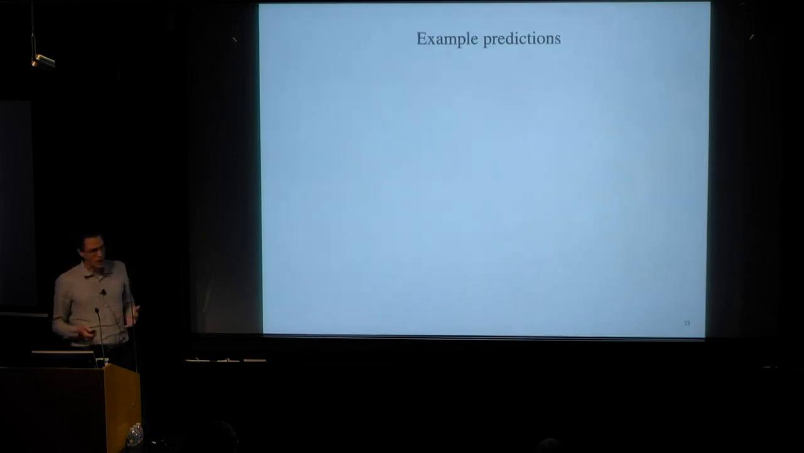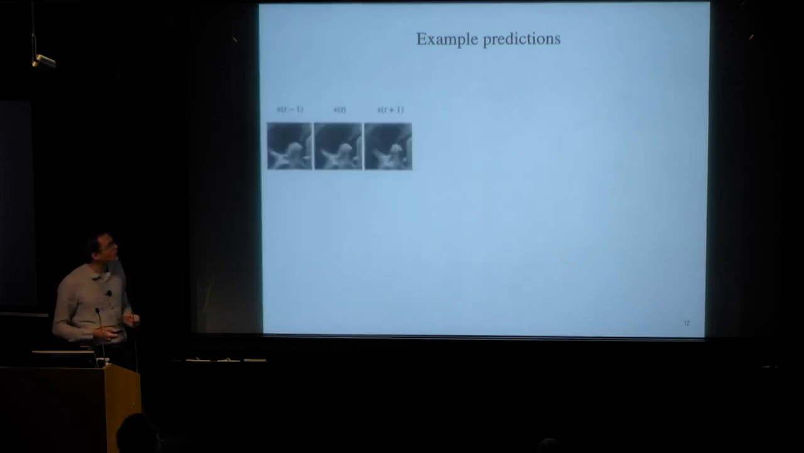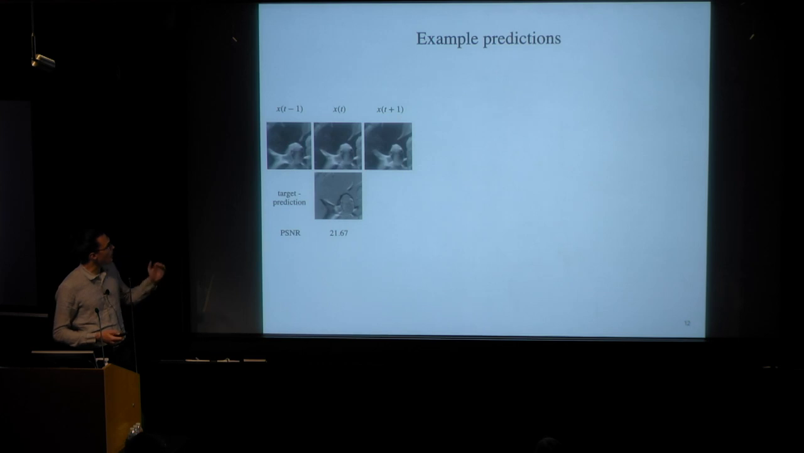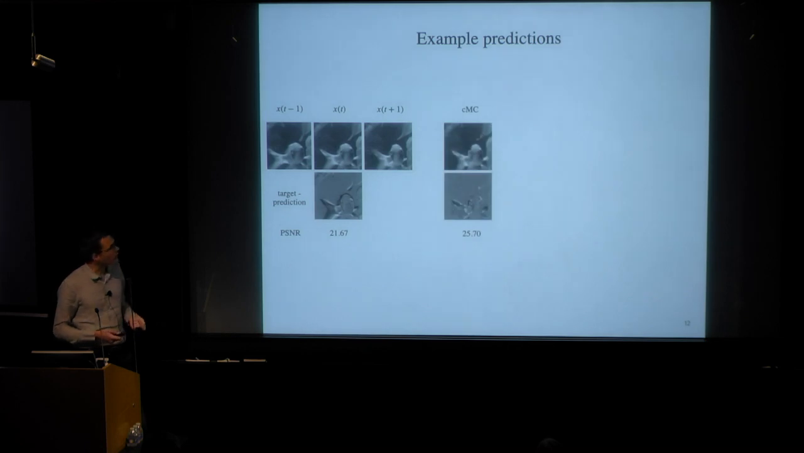So let me just show how that works in practice on an example from the test set. These are 3 frames from a video in the test set. We observed x at t-1 and x at t+1 at time t, and we want to predict the next one. Here's a baseline. So if you were only using the current frame as a prediction for the next one, that's the error that you would incur. And the common way to quantify the quality of a prediction is the peak signal to noise ratio. It's not too high.